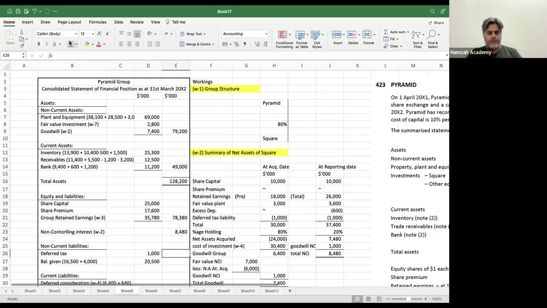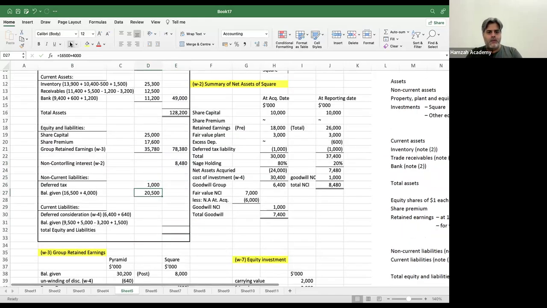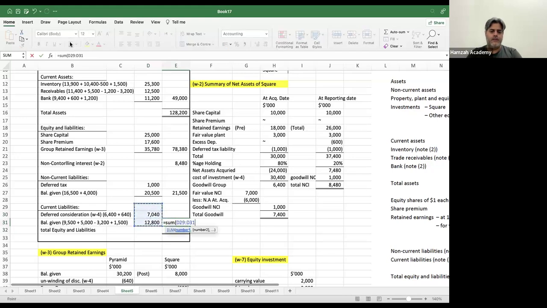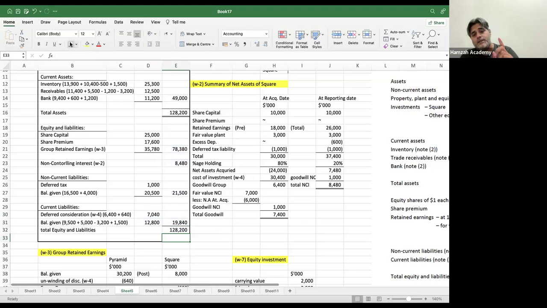78,380. 8480. This is going to be 21,500. This is going to be 6,400 plus 640. This is going to be 9,500, 5,000 minus 3,200 plus 1,500, 12,800. And then 128,200 over here. All right. Okay. So this is what I have over here for you. I hope it's clear. Done.